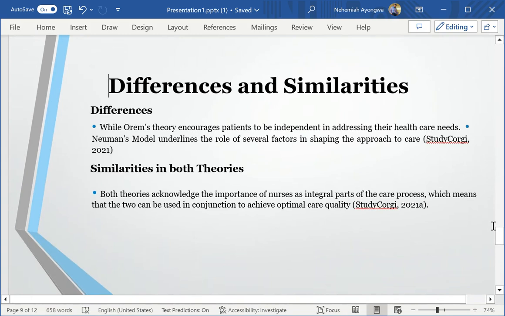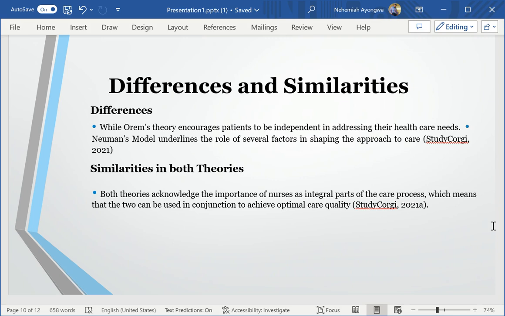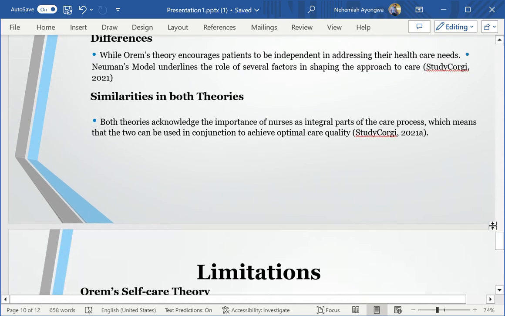The differences and similarities. While Orem's theory encourages a patient to be independent in addressing their healthcare needs, Neuman's model underlines the role of several factors in shaping the approach to care. Similarities in both theories: both acknowledge the importance of nurses as integral parts of the care process, which means that the two can be used in conjunction to achieve optimal care quality.